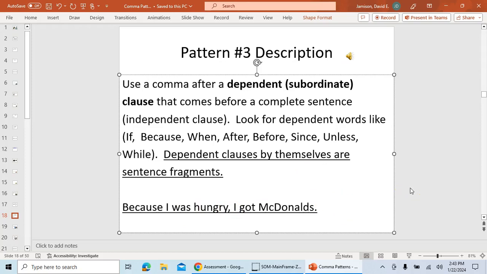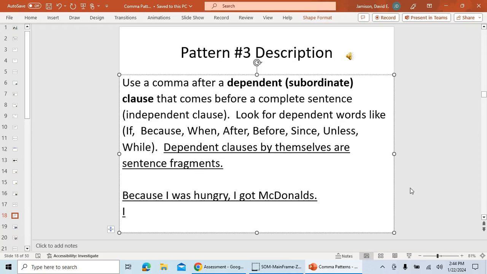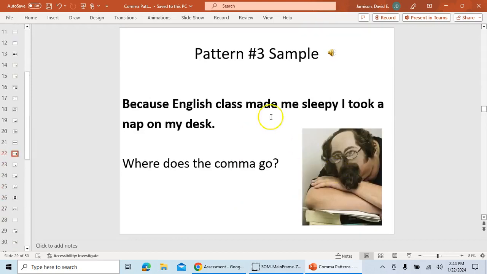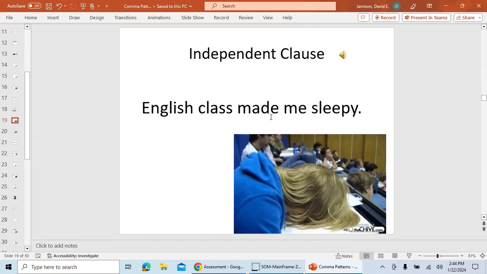If we reverse this, we put it in the way that it would naturally go. If we say I got McDonald's because I was hungry, then we don't actually need a comma in this one. But that's a subordinating clause, so it makes this into a dependent clause. Okay, so for examples here, let's see.